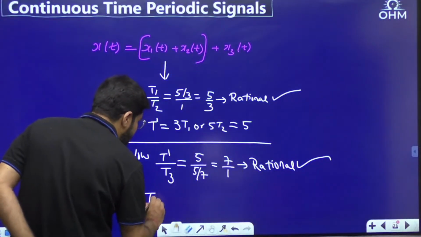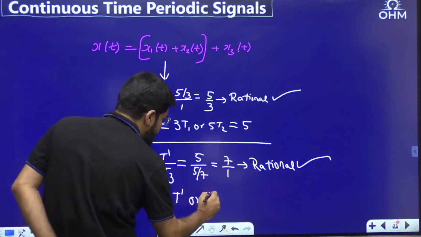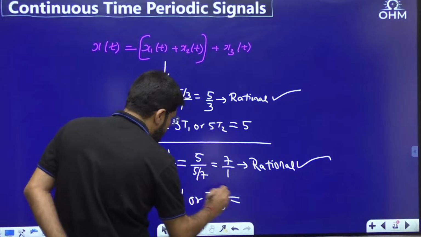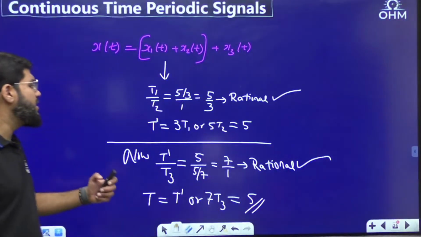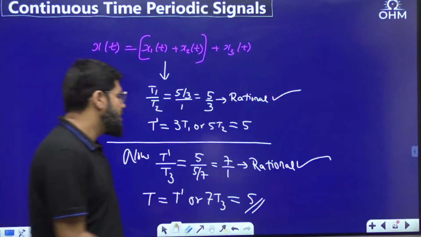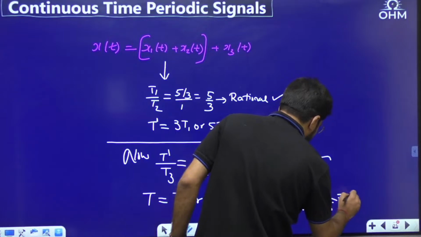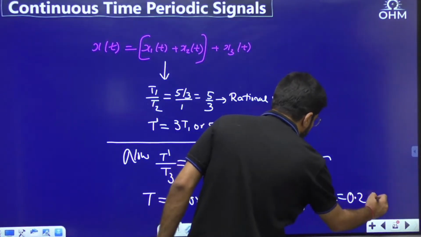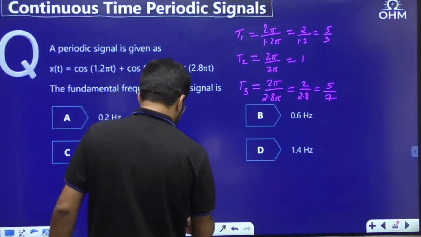So what is the final period? It is 1 into T dash, or 7 T3. So 1 into T dash. What was T dash? 5. So that is the final period, 5. They are asking the frequency. I thought it was time period, so I took accordingly. The frequency is 1 upon time period, that is 0.2 hertz.